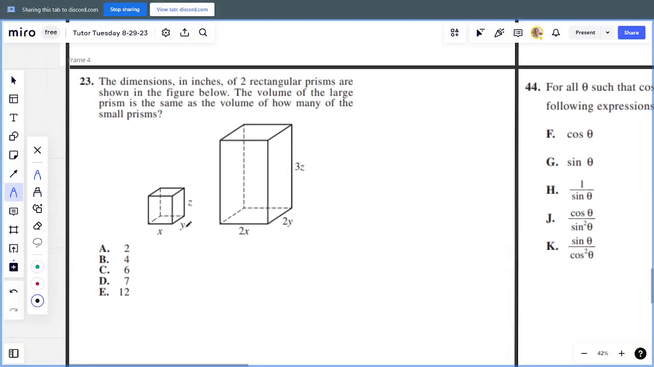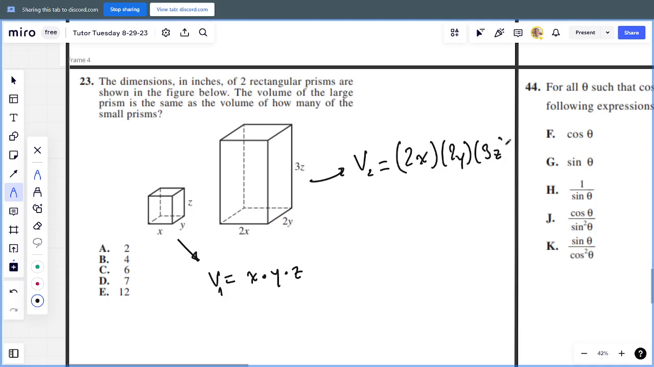This one's saying the dimensions in inches of two rectangular prisms are shown in the figure below. The volume of the large prism is the same as the volume of how many of the small prisms? Yeah, 12. Pretty easy because we know that the volume of this one, let's call it volume 1, is equal to x times y times z. The larger one, let's call it volume 2, is going to be 2x times 2y times 3z, which if we multiply out all those coefficients, is just 12 times xyz, which is just 12 times the original volume.